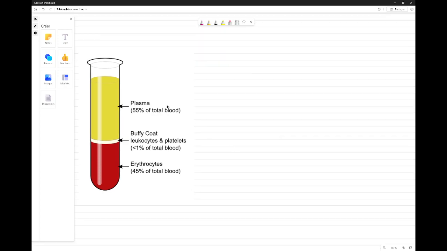We know that plasma is a watery substance. It's usually 90% water, and other things like nutrients, minerals, hormones, anything like that that exists within plasma. But the difference between plasma and serum is that plasma has coagulation factors in it, but serum doesn't. So serum is just plasma that has no coagulation factors. I want you guys to really note that.